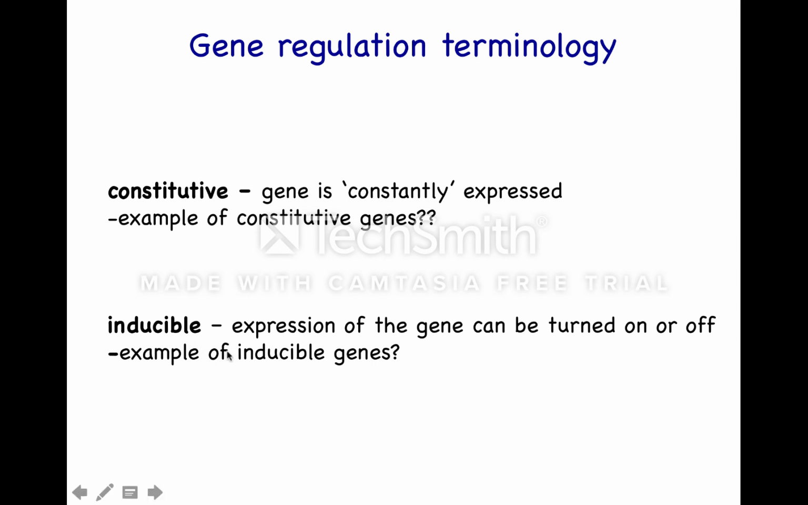Inducible genes are genes that can be turned on or off depending on the environment of the cell and the needs of the cell. So can you think of any examples of inducible genes? One example that we'll talk about today is the genes that are encoded by the lac operon. These genes encode enzymes that break down lactose. And we'll see that the cell doesn't always need to express them. It only needs to express them when there's lactose around to use as an energy source.